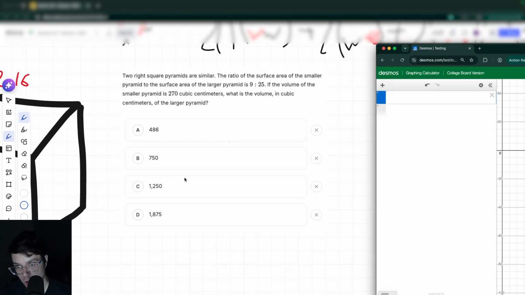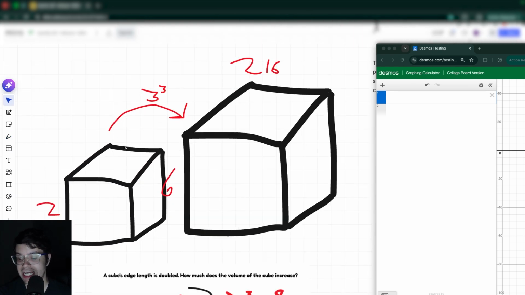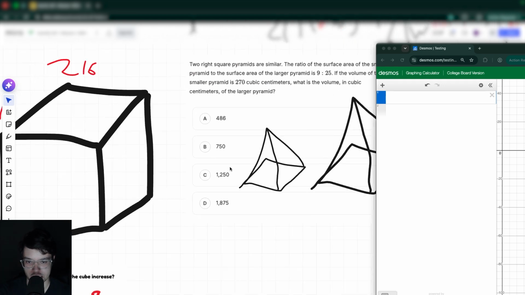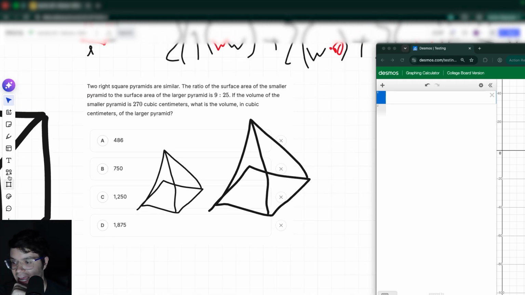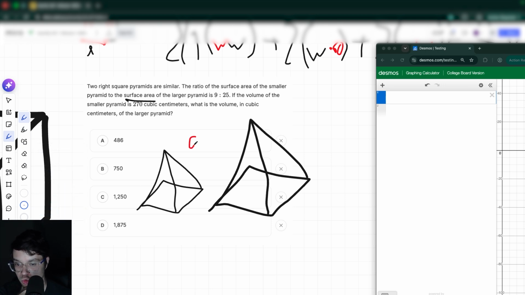So 2 right square pyramids, again, back to the pyramids, they are now similar. In case you're curious, what similar basically means is just exactly this. They would be taking the exact same thing, just multiplying it by a certain amount to get to the bigger one. And they say the ratio of specifically the surface areas of them is 9 to 25. So if the surface area of this one is 9, the one of this is going to be 25. And then if the volume of the small pyramid is this, what is the volume of the larger one?